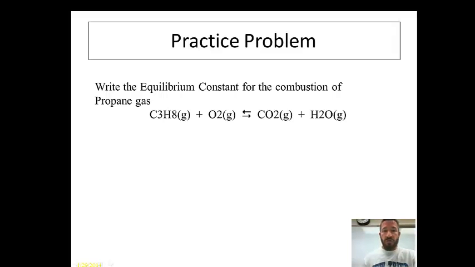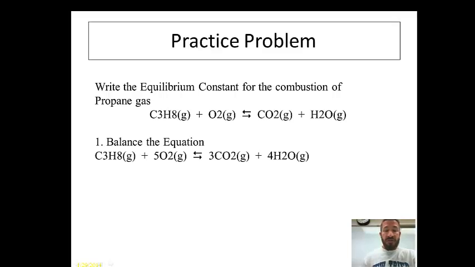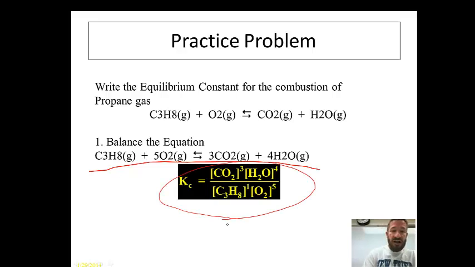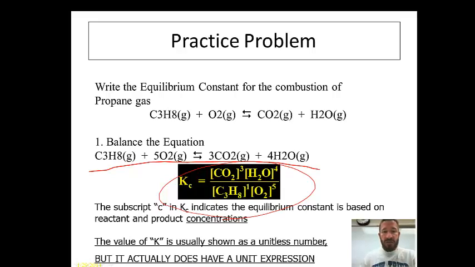So hopefully you came up with this balanced equation, because you need a balanced equation first. Then you plug the values in and got this K. So check and make sure you got that. If not, you can go in reverse and try it again. And a couple things about K. This C indicates that we're using concentrations. So we're using basically molarity, which is moles over liters. And it's a unitless number is what you usually express K in.